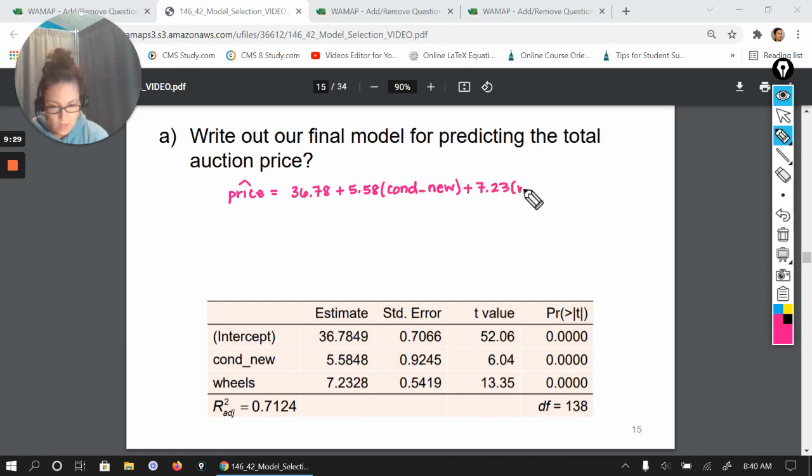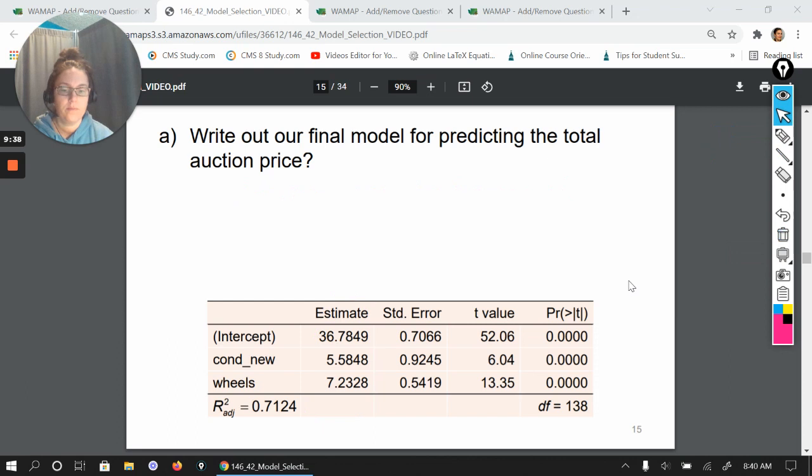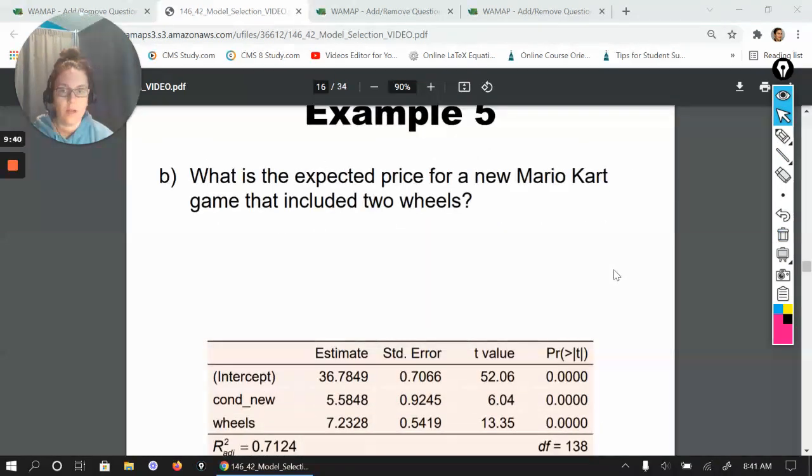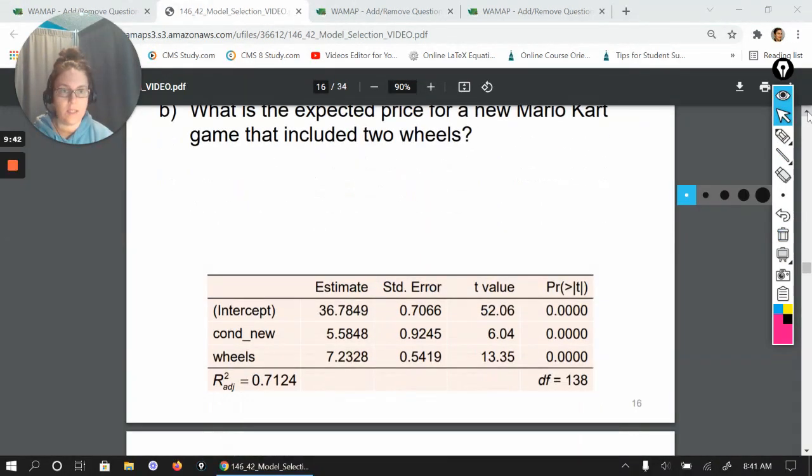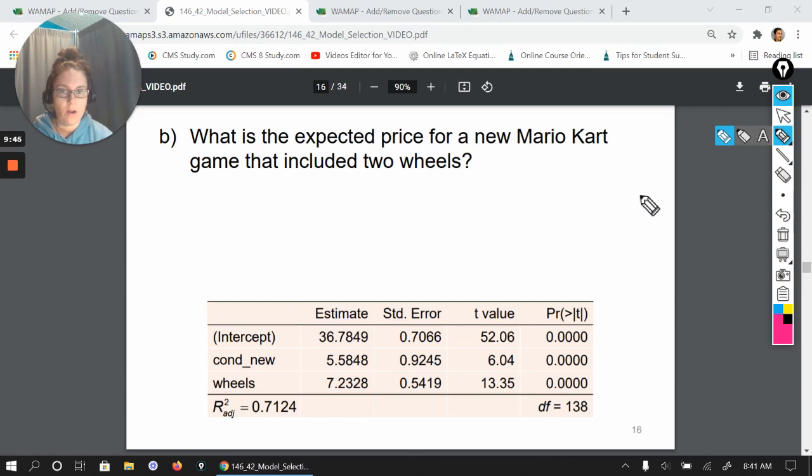Part B, what is the expected price for a new Mario Kart game that included 2 wheels? So the expected price equals 36.78 plus 5.58 times 1 because it's new, plus 7.23 times 2 because there are 2 wheels. So this equals $56.82.